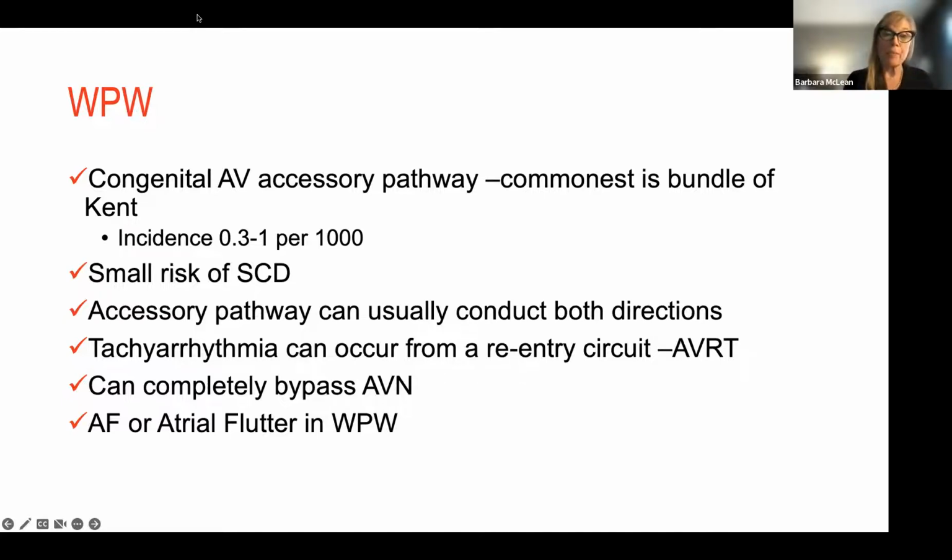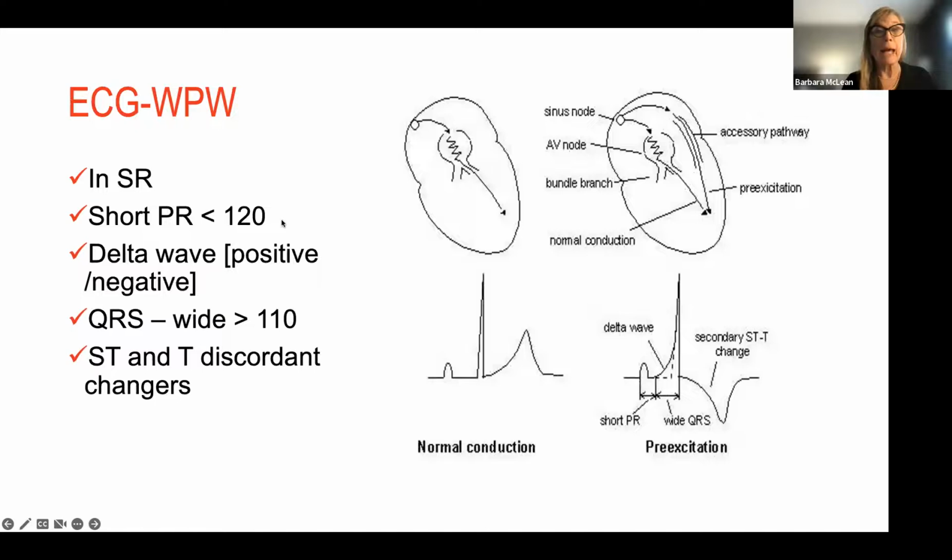Now, here's the problem. When you have AFib or a flutter and you have an accessory pathway, you're going to have really profound and significant deterioration. And it's going to be very hard for you to control. And again, you might be thinking, well, this looks like SVT. I'm going to give adenosine. I'm going to give a beta blocker. I'm going to give a calcium channel blocker.